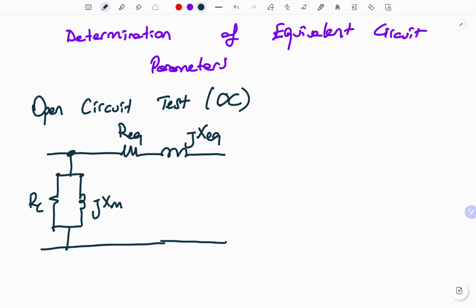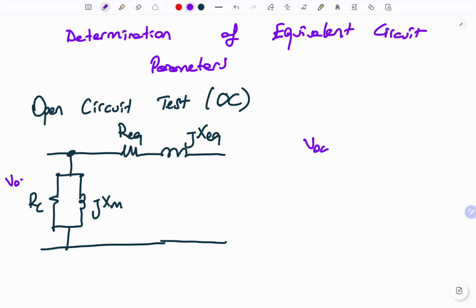The first test which we examine will be the open circuit test. We have some constraints before the test. We should determine the value of open circuit voltage. Why? Because according to the open circuit voltage rated value, this test must be applied. The transformer must be in open circuit or no load case during this test. So our first constraint for the open circuit test is the open circuit voltage.